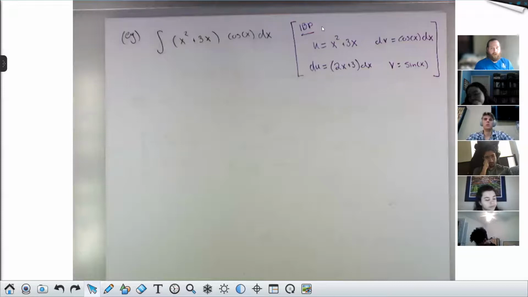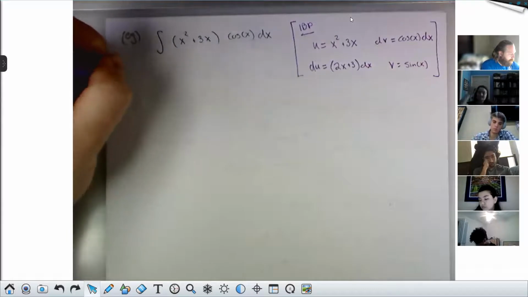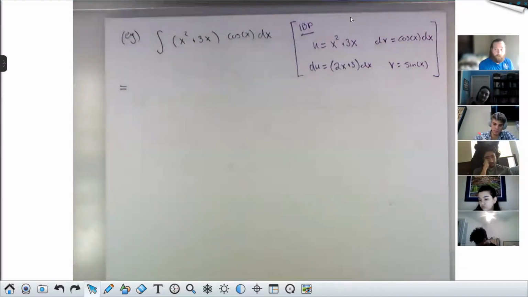And again, writing the IBP here helps your reader to understand what's going on. They can tell, oh, you're doing integration by parts. Okay, I get it. It's not a u-sub, it's something else. And then you apply the formula. Now, I'm not going to write the formula out this time. I'm just going to write down what you get from it.